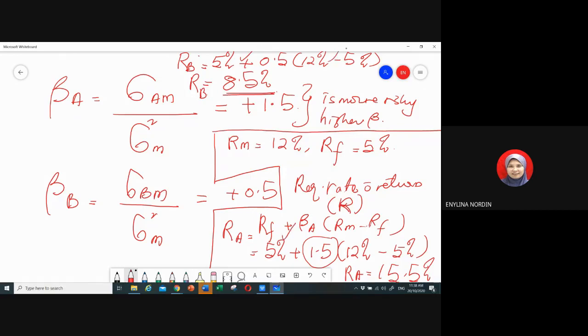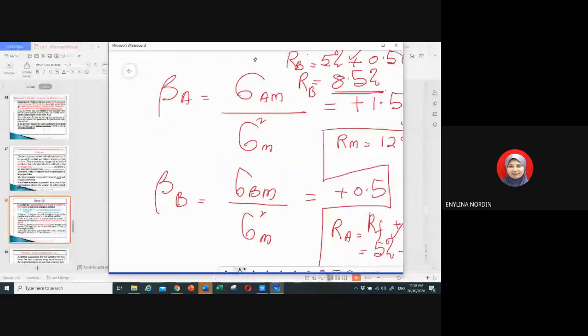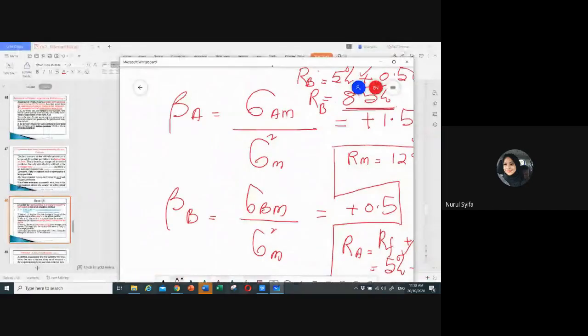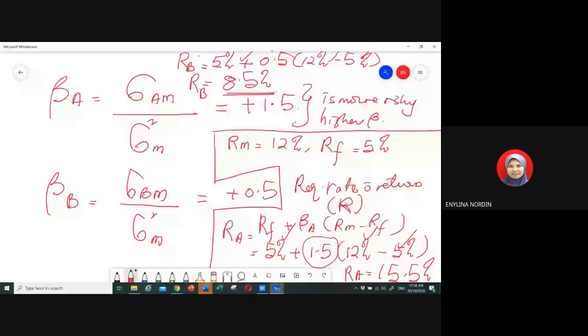Right, 12, 12.5, also 5 for stock A. But what differentiates the return for each stock just now? What was it? The beta. Yes, right, what differentiates the return for each stock is beta. Here it is, 1.5 and 0.5.